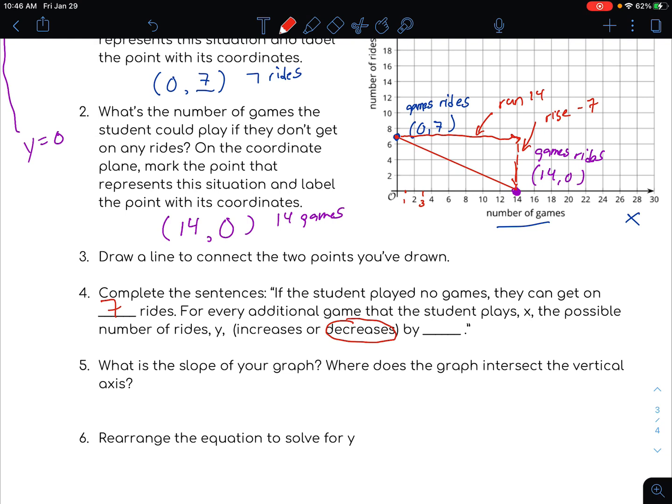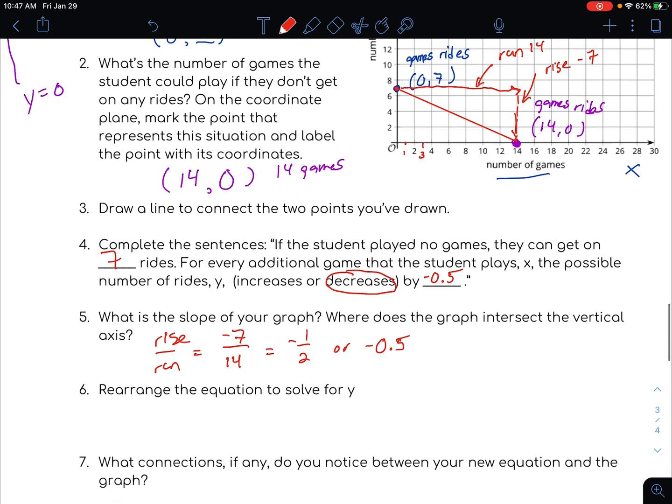So the slope of our graph as a rise over run, if we take those 2 points, that would be -7 as our rise and +14 as our run. So that would be -1/2, or if we want to do it as a decimal, -0.5. So for each additional game that the student plays x, the possible number of rides decreases by 1/2.